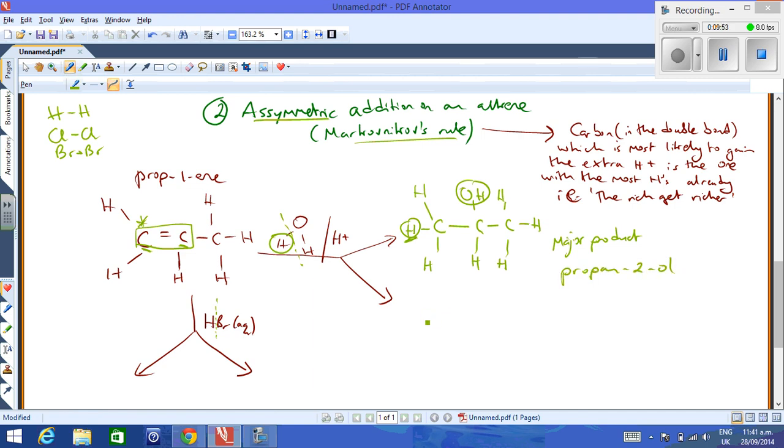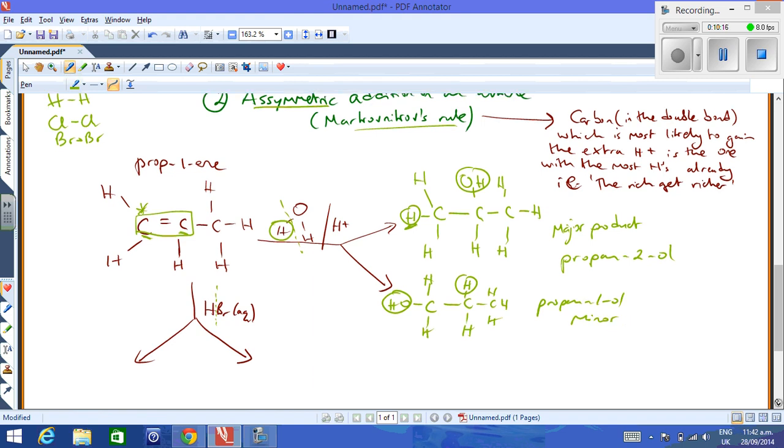The minor product then is going to be the opposite situation, so it's going to be where the OH group is here, and then your two hydrogens are right here, and then the extra hydrogen was added on at this position instead. That would be your minor product, and that would be propan-1-ol. That would be your minor product. So that's an example of asymmetric addition and considering Markovnikov's rule.